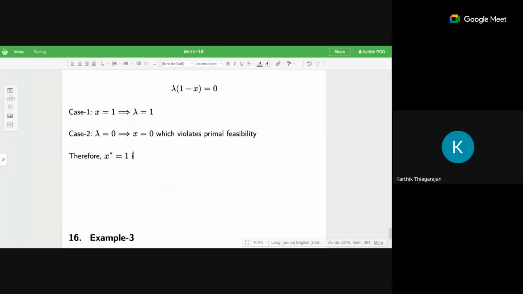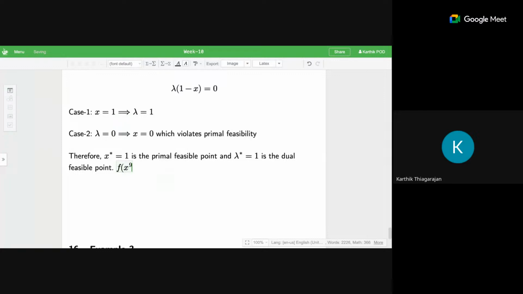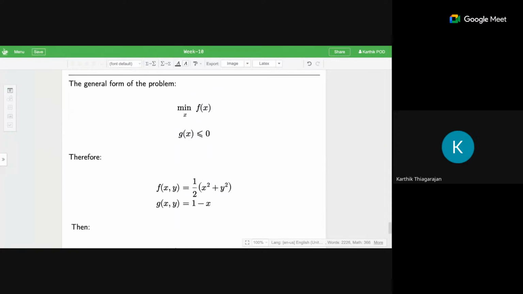Unfortunately, here also x and lambda are the same. Anyway, x star equal to 1 is the primal feasible point, and lambda star equal to 1 is the dual feasible point. F of x star is what? Is f of x star going to be?